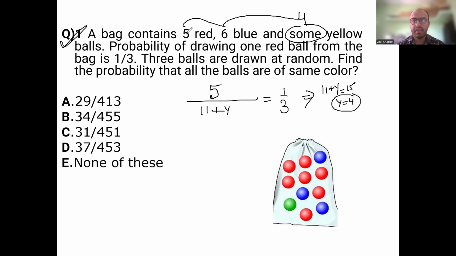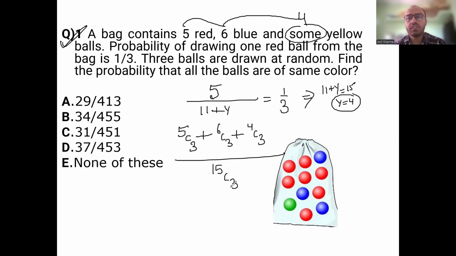So in case of red, how many favorable? 5C3. I have already discussed combinations in permutation and combination, so I hope it is discussed from there. Or it may be possible that they are all of blue color, so 6C3. Or it may be possible that all of them are of yellow color, 4C3. Over this, the favorable is out of total, which is 15 choose 3, since I am taking 3. Clear, guys? This is what we need to understand.